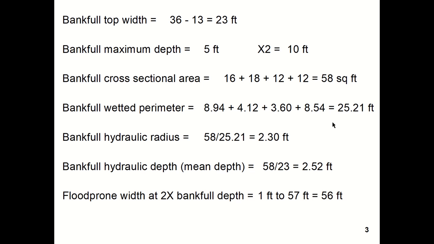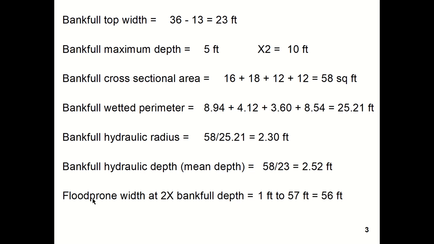The bankful wetted perimeter is the sum of these 4 quantities, which gives you 25.21 feet. The bankful hydraulic radius is simply the area divided by the wetted perimeter, giving a hydraulic radius of 2.30 feet. The bankful hydraulic depth, which is also the mean depth, is the 58 square feet divided by the 23 feet of top width. This is the parameter that is used in the Rosgen classification system.